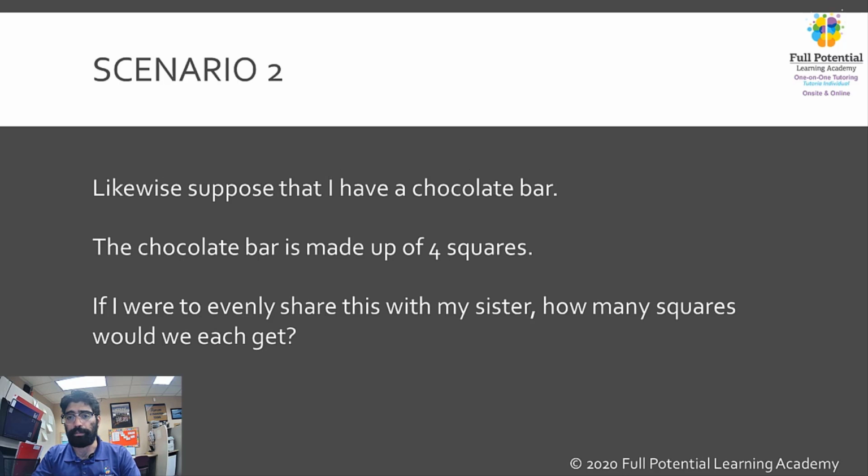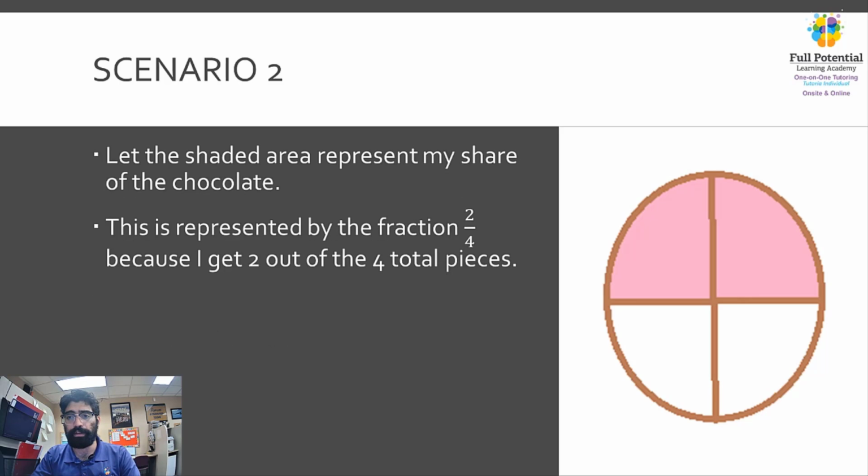Likewise, suppose that I have a chocolate bar that is made up of four smaller squares of chocolate. If I want to evenly split this with my sister, I would give her two out of the four pieces of chocolate. Each of us would get two out of four.